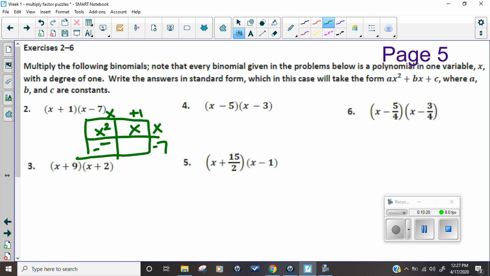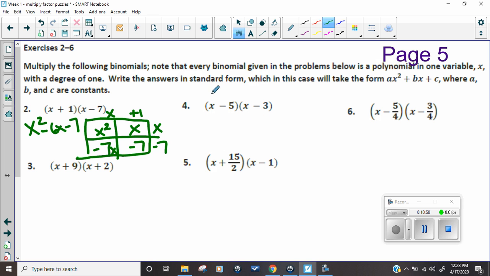I think accuracy is better than speed. I've just been doing this many more years. So this one is x squared. 1 minus 7 is negative 6x, and then I have a negative 7. So that's a quadratic, it has an x squared.